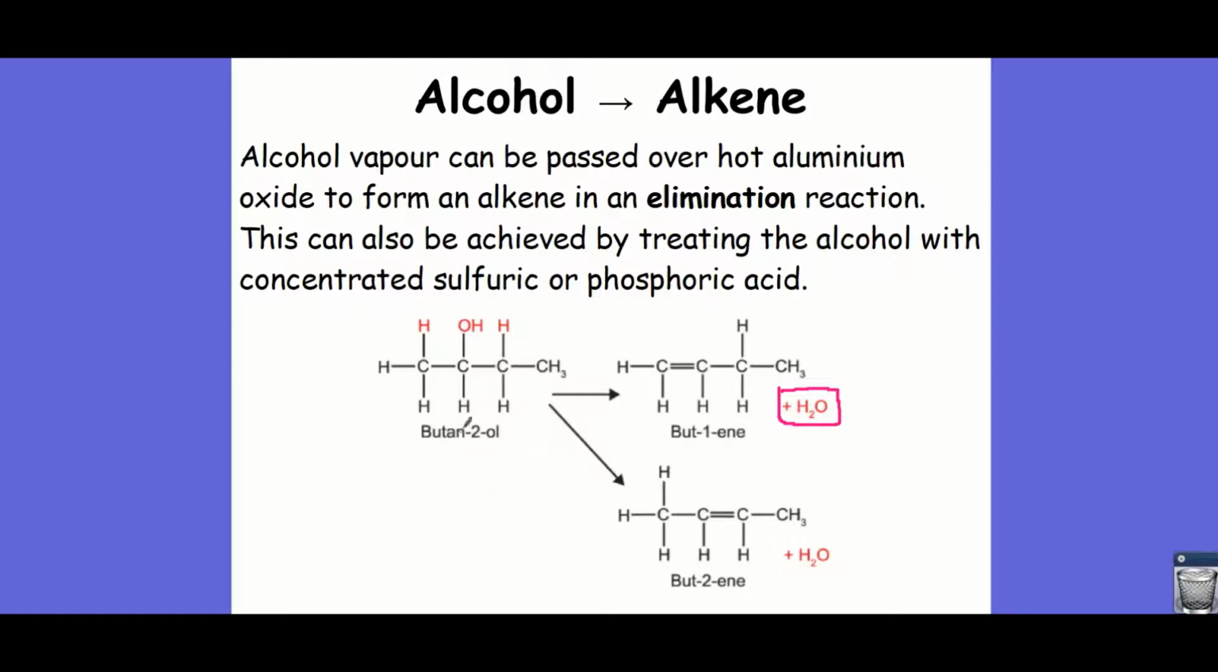Now here we have an example, butan-2-ol. That's what we're starting with. Now, depending on whether we remove this hydrogen or this hydrogen, we might form our double bond here, or we might form our double bond there. So there are two possible products from the dehydration of butan-2-ol. We can form either but-1-ene if we remove this hydrogen, or we can form but-2-ene if we remove this hydrogen.